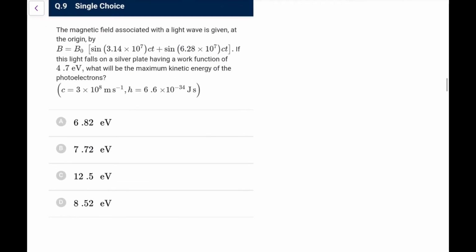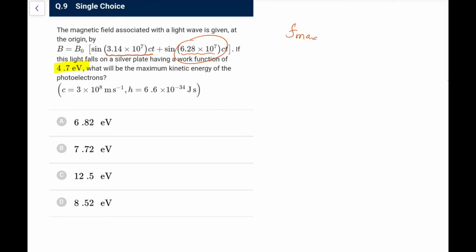Next, the magnetic field associated with a light wave is given at origin by this expression. If the light falls on a silver plate having a work function, this, what would be the max? So this is omega 1, this is omega 2, this is the bigger one. So f max is the bigger one, that would be 6.28, which is 2 pi into 10 to the power 7 into c divided by 2 pi, omega by 2 pi. So it comes out as 3 into 10 to the power 15 hertz.